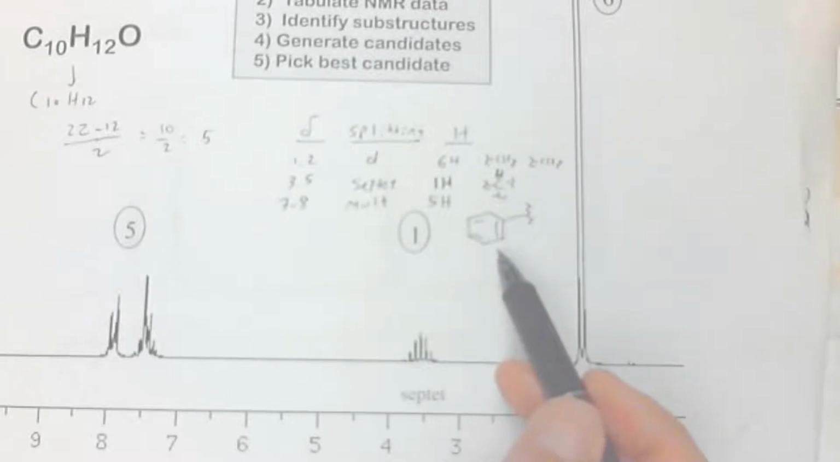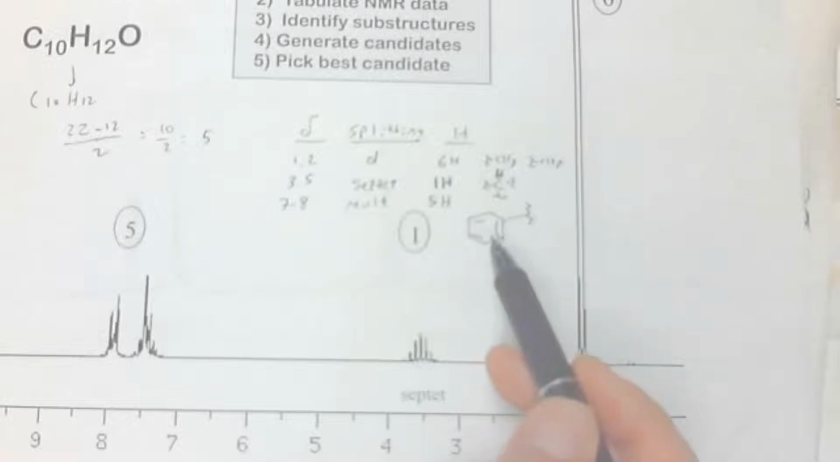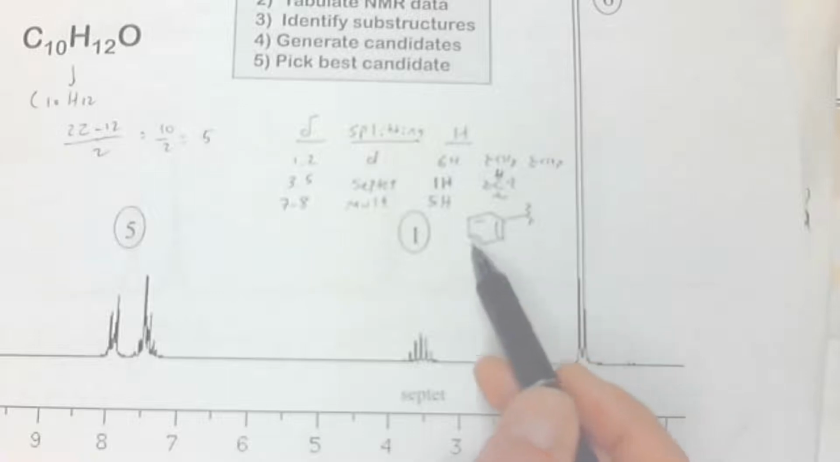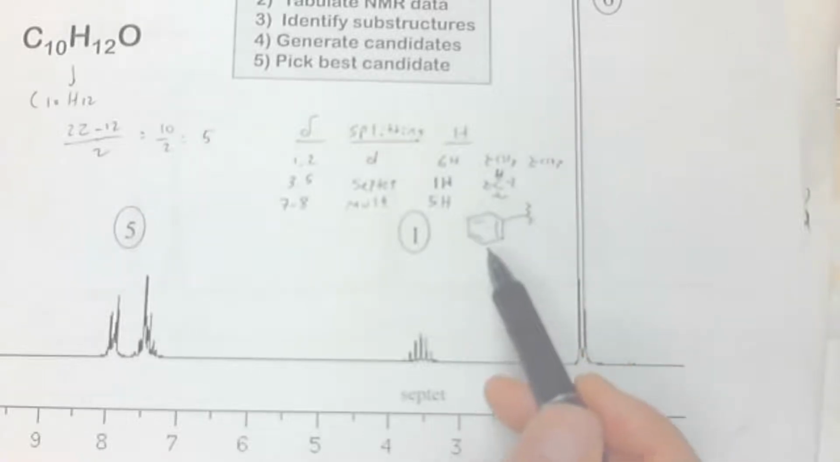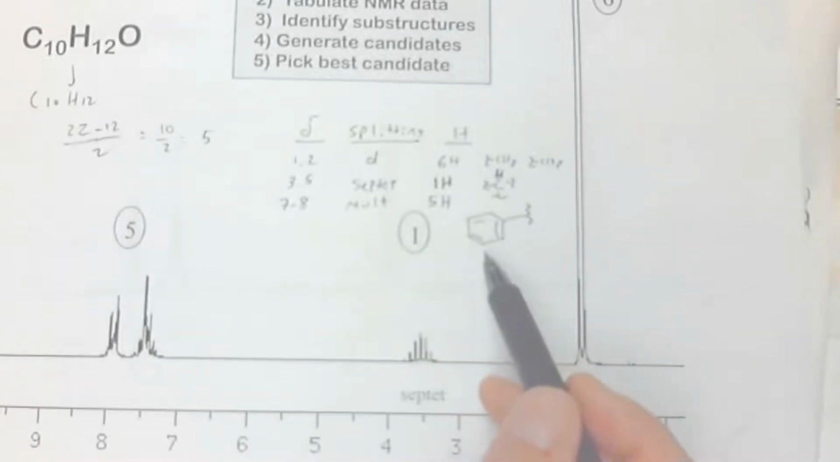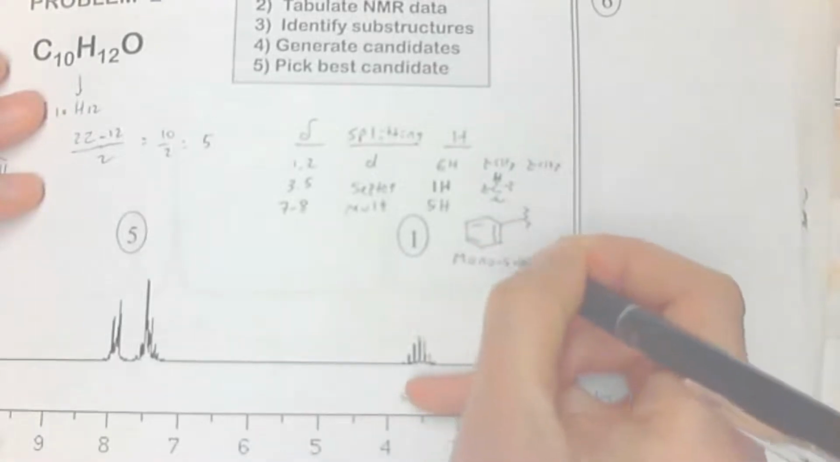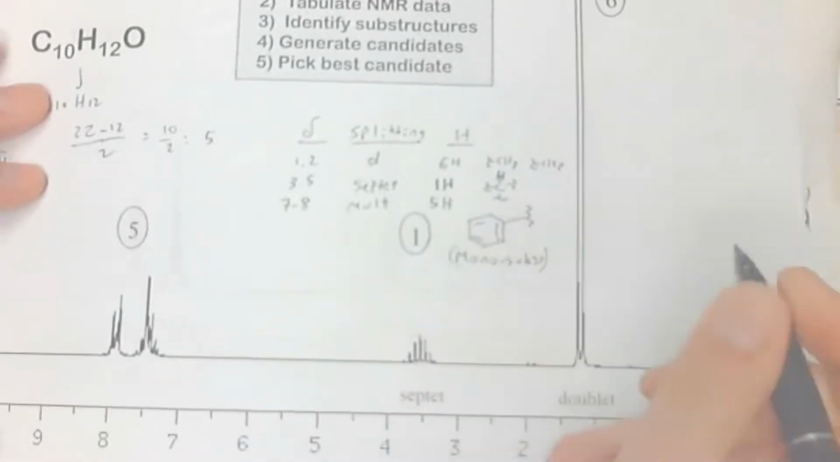I'm not going to do all that right now, but remember, ortho was 2 doublets, 2 triplets. Meta was 2 doublets, a singlet, and a triplet. And para was 2 doublets. We did a couple of slides on this. But this is easy. 5 means this. What's a word for this? It's mono-substituted, as opposed to if it had a couple of squigglies, it would be disubstituted.